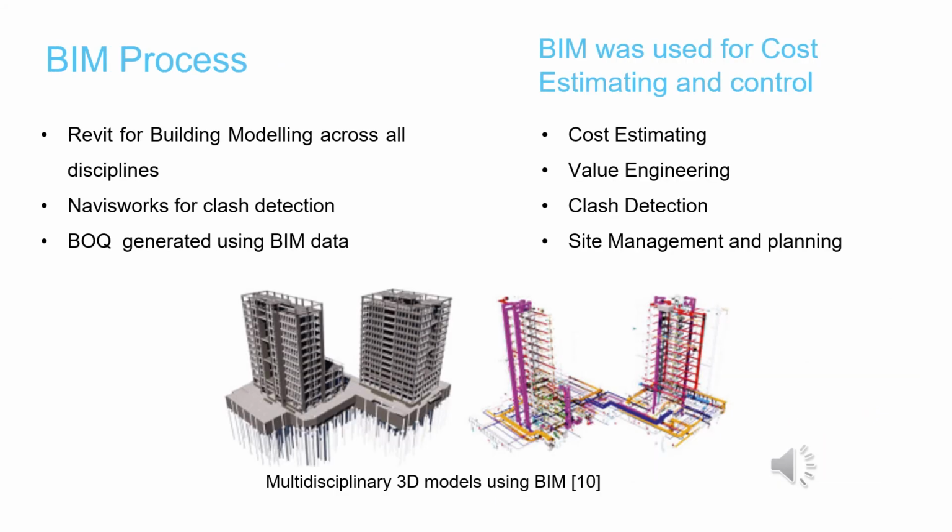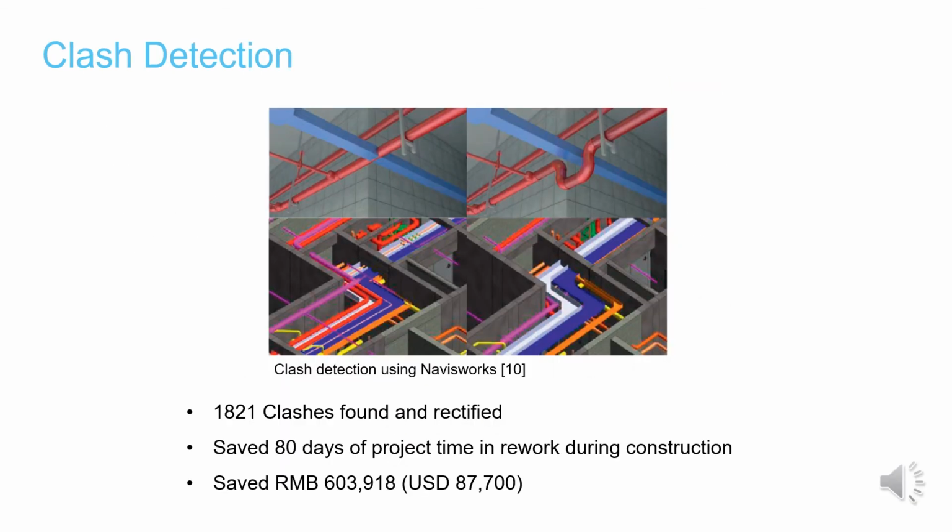All disciplines on this project use Revit for their BIM modeling. The BIM models were then integrated for clash detection using Navisworks. The BIM data in the model was then used to generate a BOQ. An integrated BIM process was used for cost estimating and control by carrying out value engineering, clash detection, site management, and planning. On completion of design by the various disciplines, the BIM models were integrated and checked for clashes using Navisworks. 1,821 clashes were found and rectified.